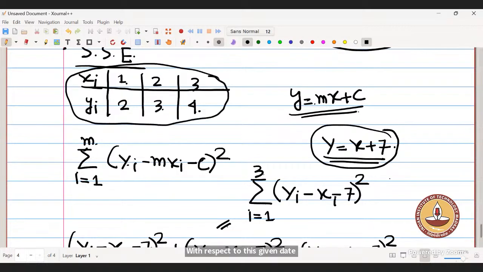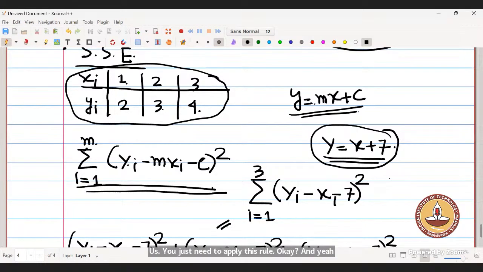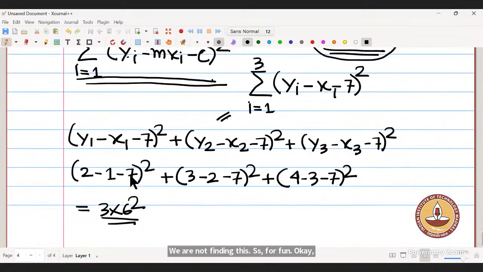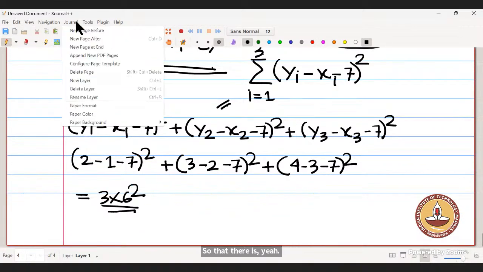So it doesn't matter what line is given, you just need to apply this rule. Okay. And again, we are not finding this SSE for fun. There is a reason. We basically want a best fit for a bunch of data.